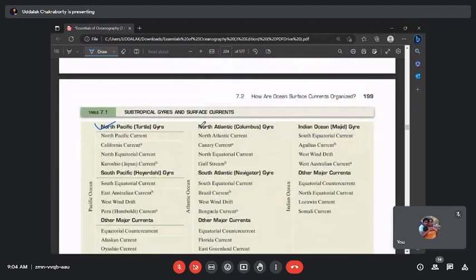Okay, so for ease of travel and ease of understanding, they named the gyres into different types.